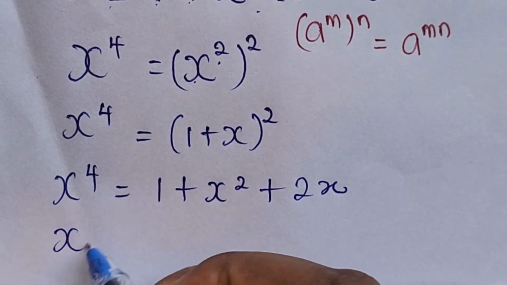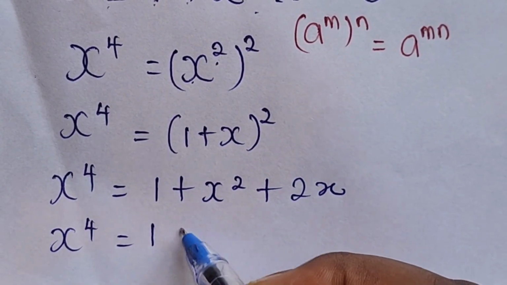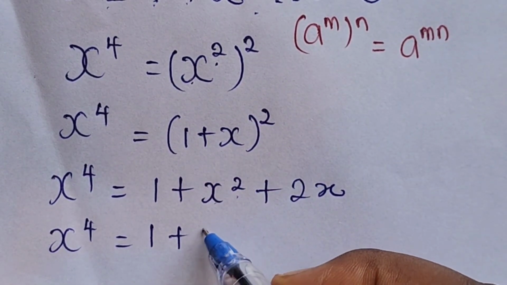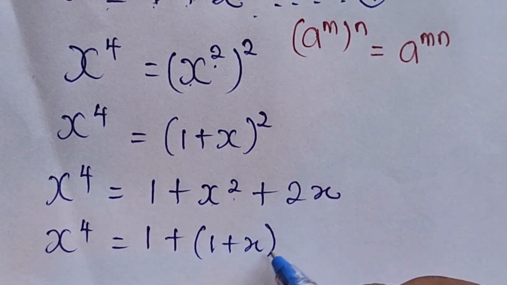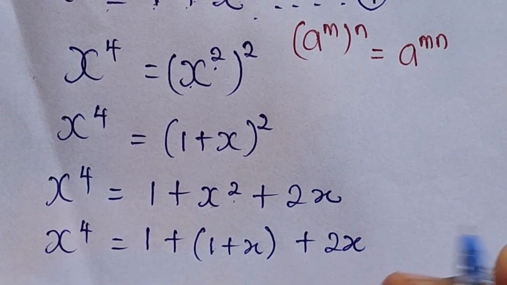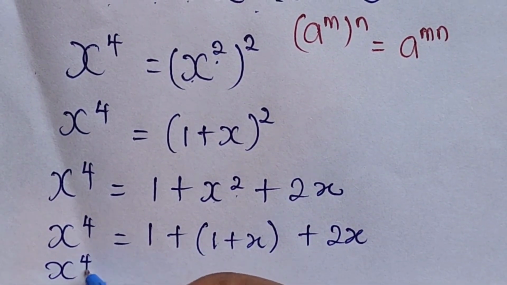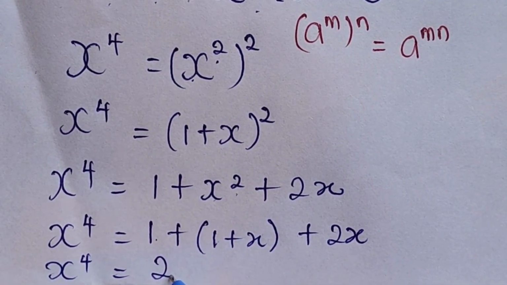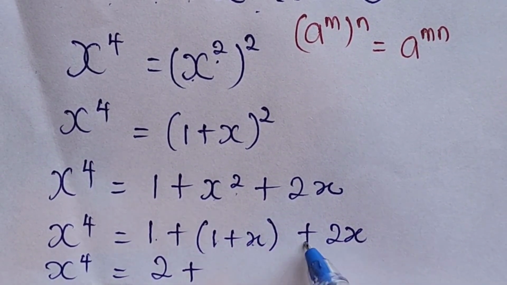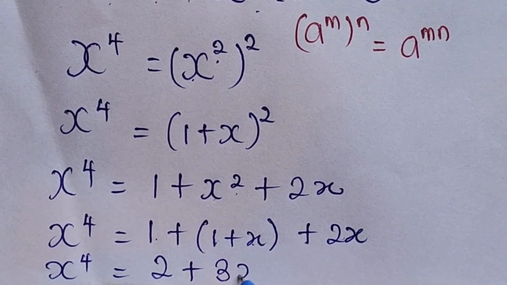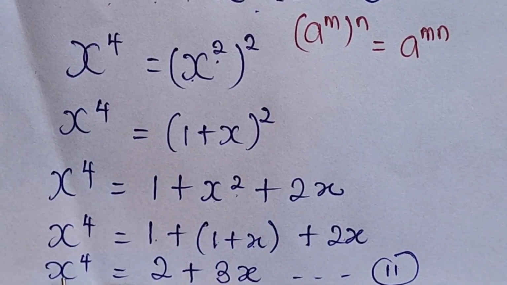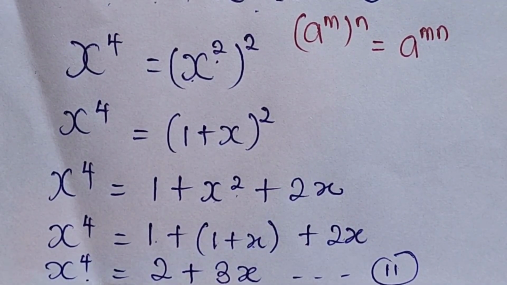So our x to the power of 4 will be equal to 1 plus our x squared, which is 1 plus x, plus 2x. So our x to the power of 4 is equal to 1 plus 1, which is 2, plus x plus 2x, which is 3x. We'll name this equation 2. So we've gotten the value of x to the power of 4.